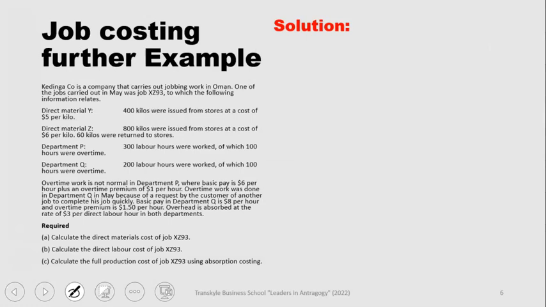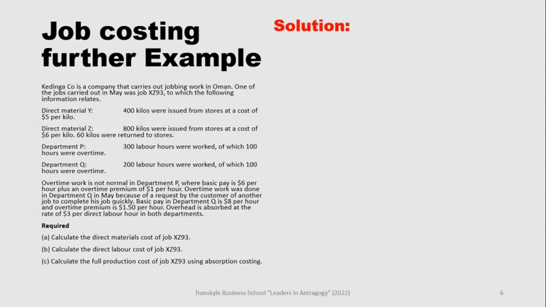Now, the first example in relation to job costing is meant to sensitize us on more complex questions the examiner might ask if he wants to be more pedantic. So we need to be very, very observant and very careful. Okay, so let's go through the Kadinga example.